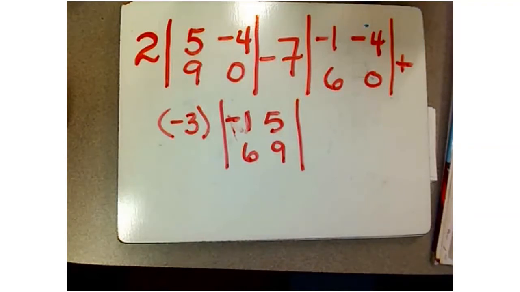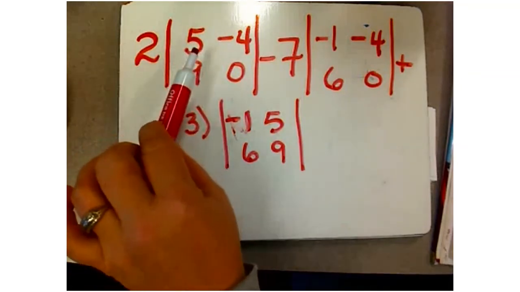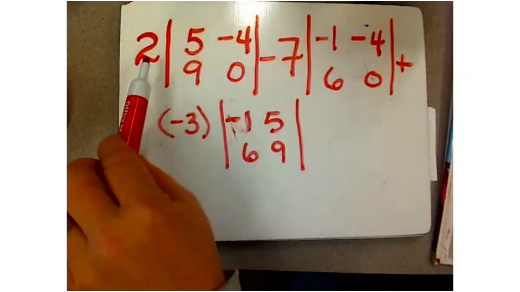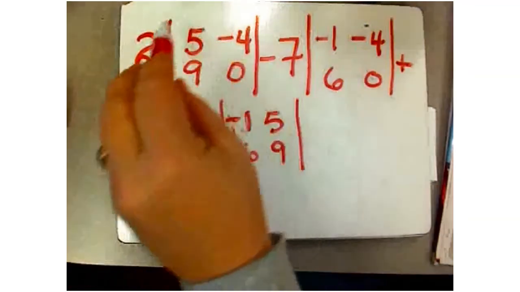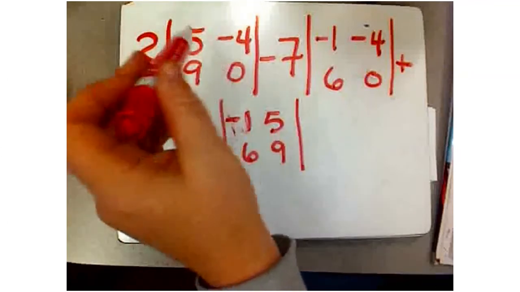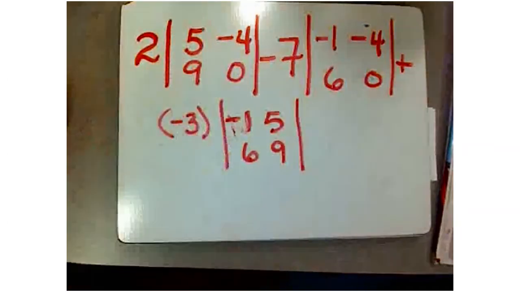All right. So now we have to do the math. You have to do the determinant of each of your 2 by 2s, your minors, and then multiply it by the scalar. So let's go back to the first one. It says 2 times the determinant of 5, -4, 9, 0. So what is the determinant of 5, -4, 9, 0?